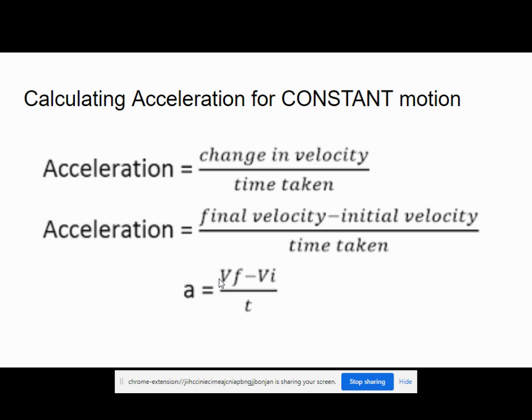Now, calculating acceleration for a constant motion. This is the change in velocity over the time taken. This means the final velocity minus our initial velocity. So if your initial velocity is 0, it's just whatever velocity you end up with. Now, if you are accelerating from 60 kilometers per hour to 120 kilometers per hour, you would take the 120 kilometers per hour, subtract 60, and that would be your change in velocity. That's how we see our acceleration.